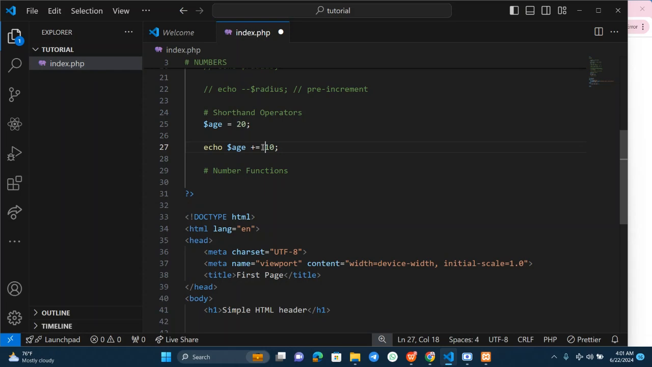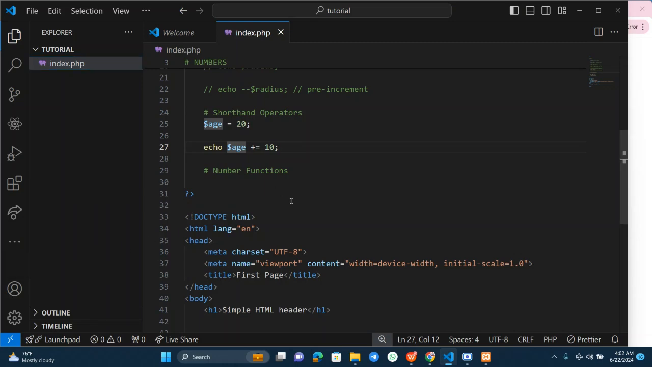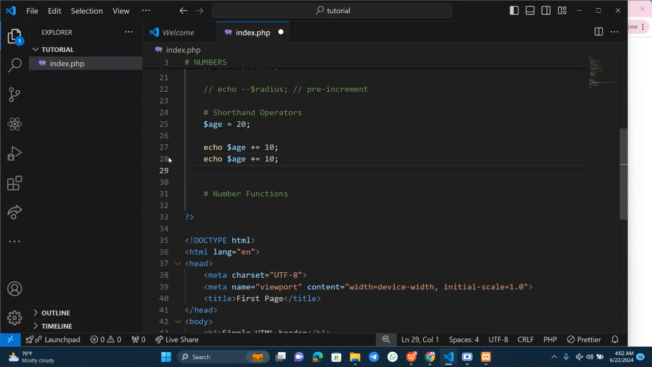So what does this simply mean? It means that the initial value of age, which is 20, is now adding 10 to it. So adding this 10 to it makes it 30. It is still the same thing, still performing the same function, and we still have the same result. Aside from this, let me copy this and paste it also, and then comment this one out.